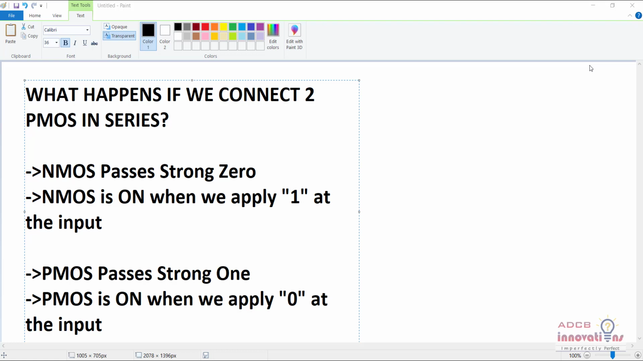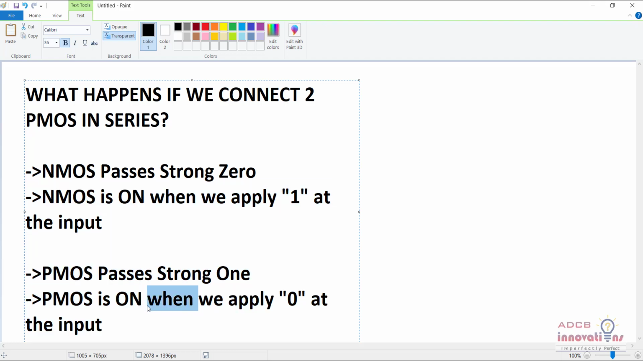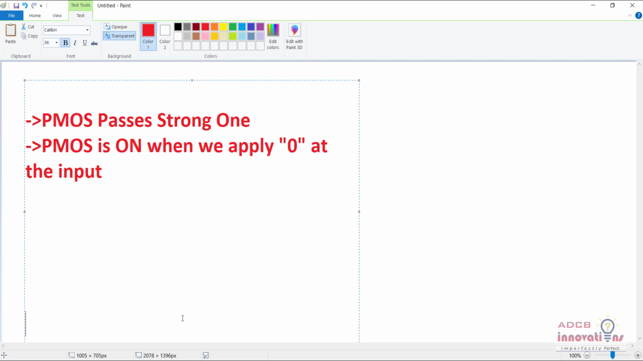As I told in the previous video, these points you need to keep in mind: NMOS passes strong 0 and NMOS is on when we apply 1 at the input. In the case of PMOS, PMOS passes strong 1 and PMOS is on when we apply 0 at the input. So these points you need to remember. You can watch the NMOS and PMOS simulation videos, where I have cleared these points.